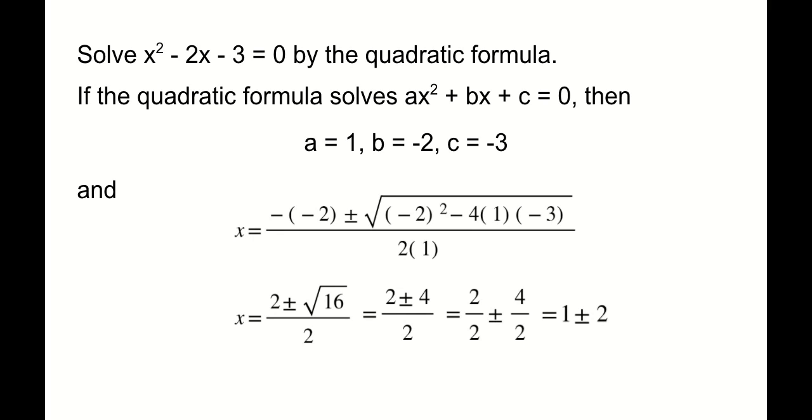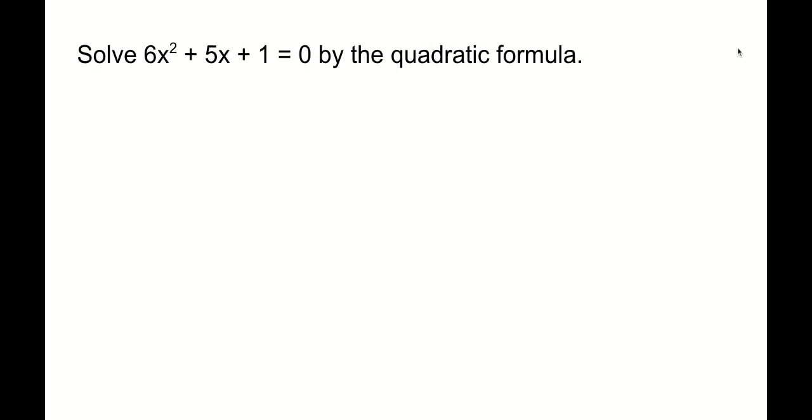So x equals 1 minus 2, and x equals 1 plus 2. So x equals negative 1 and 3. So if we were to plug negative 1 into this, we get a 0. If we plug 3 into this, we'd also get a 0. Okay, let's try another example.